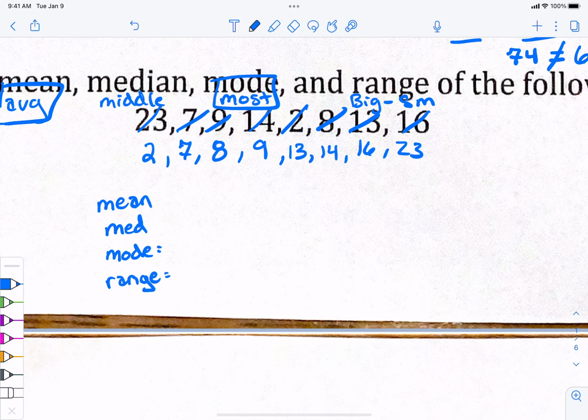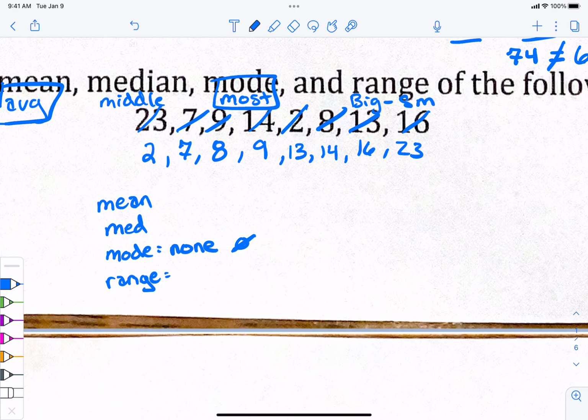Okay, let's do the mode first. What number appears the most? All of them. So what do we put? No mode. I'm going to put none. Okay, don't put 0 because 0 could be a number in your data set, right? So we don't put 0, we put none. Or you can do a circle with a line through it. That would be fine too.